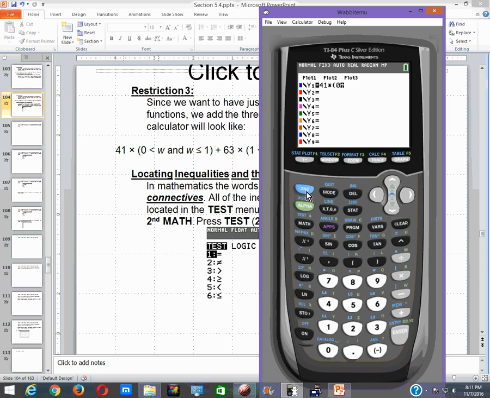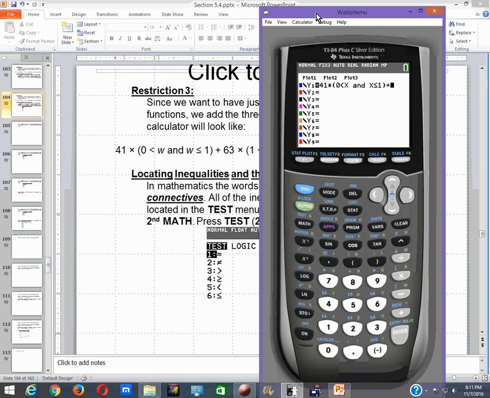Then do second test. You want the less than, so choice 5. Less than x. And then second test, scroll over to logic, and. Then x, you want the less than or equal to, so second test, less than or equal to is choice 6. And that's 1. Close parenthesis.